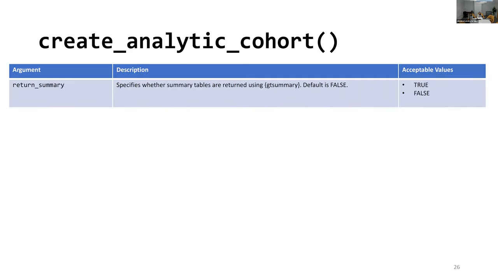The final argument to create analytic cohort is return summary, which specifies whether summary tables are returned using the gtsummary package. By default, this is false, but we really recommend setting it to true so that you can take a look at the data that's returned by create analytic cohort in some nice summary tables.